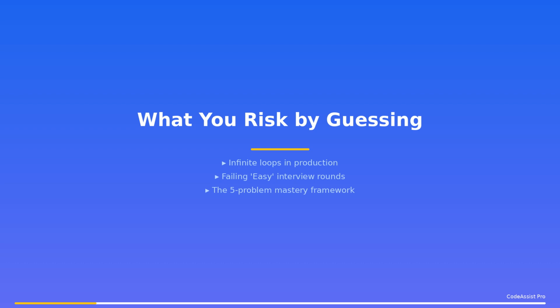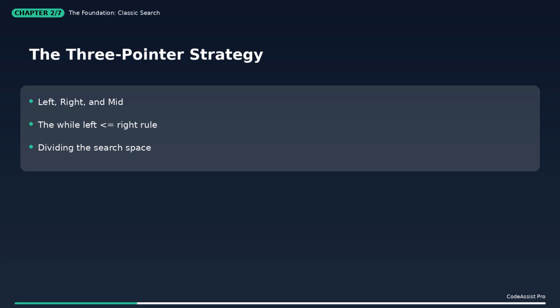The core of binary search is simple: look at the middle. If it's not your target, throw away half the array. But here is a micro-commitment for you. Why do we use left <= right instead of left < right? Think about it, because getting this wrong is the #1 cause of missing targets.